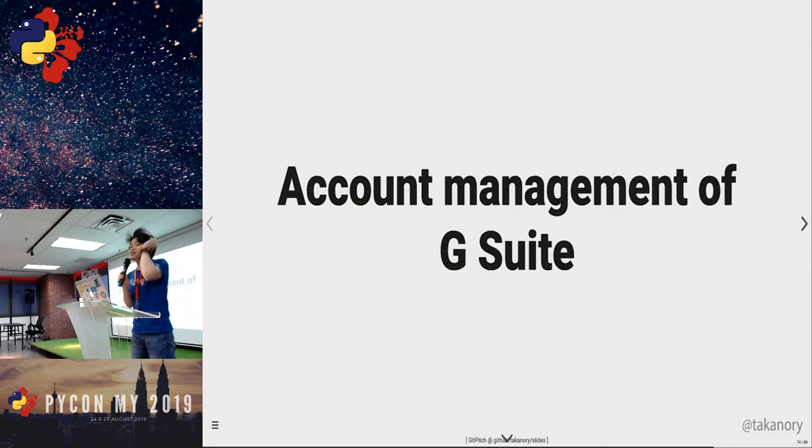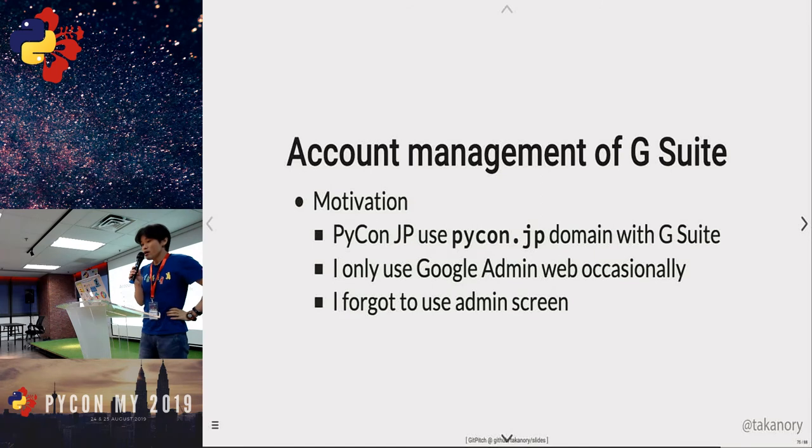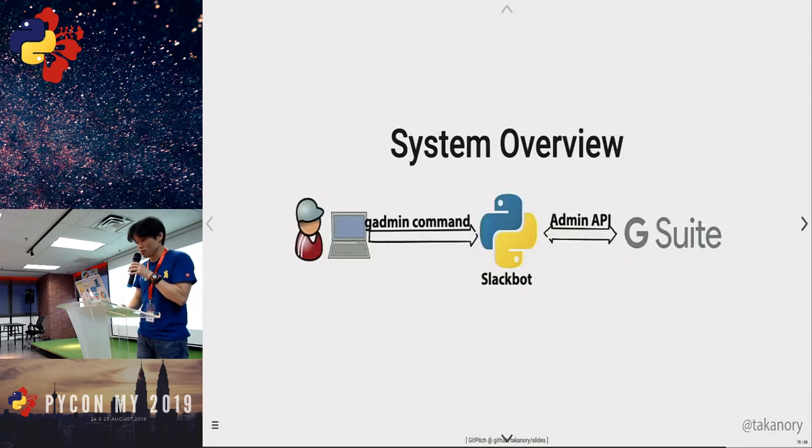Next case study: account management of G Suite. Motivation: PyCon JP uses the pycon.jp domain with G Suite, and I use the Google Admin web occasionally. I forgot to use the Admin website. So I created the gadmin command, which sends commands from the Slack bot to access G Suite with the Admin API.